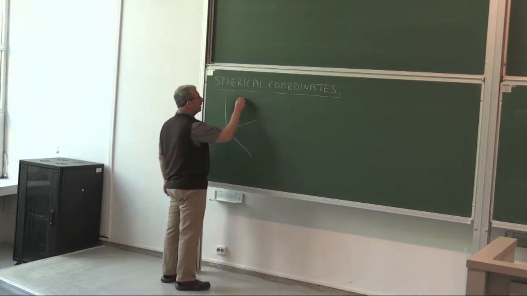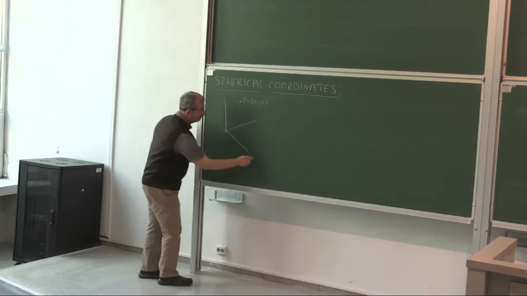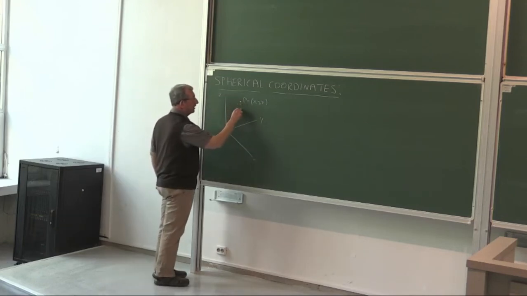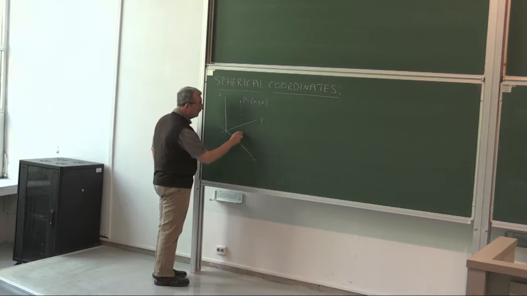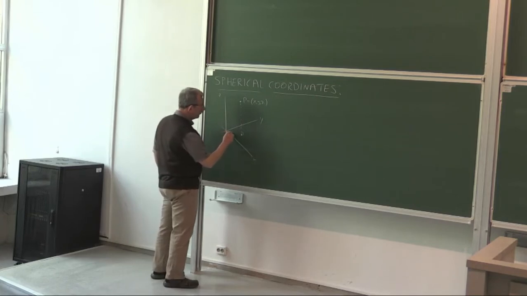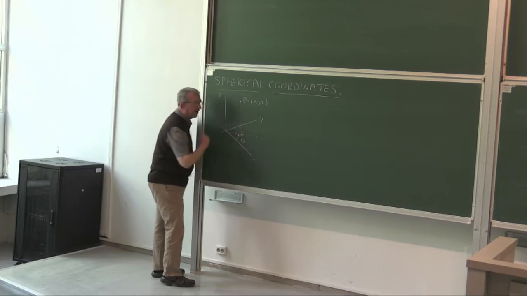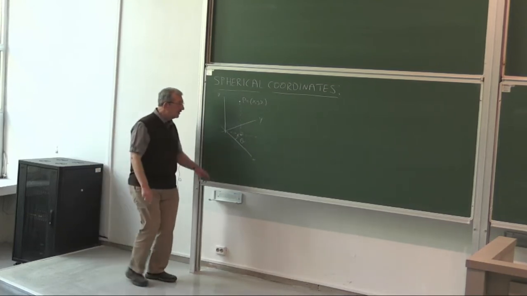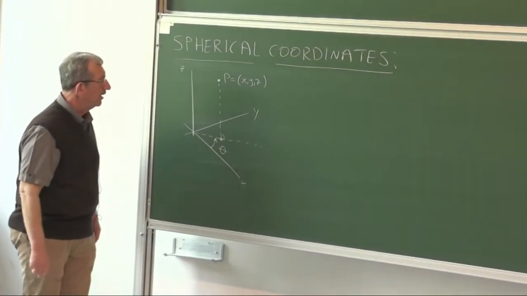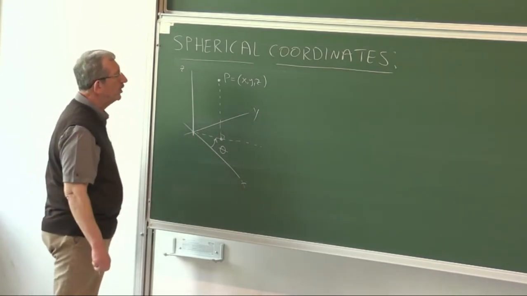Now, given a point, say x, y, z, in space, project vertically on the xy plane. Then, of course, we can define the standard theta angle here. That's the polar angle. Actually, it's the cylindrical angle. But when you project, it becomes the polar angle as we know it.